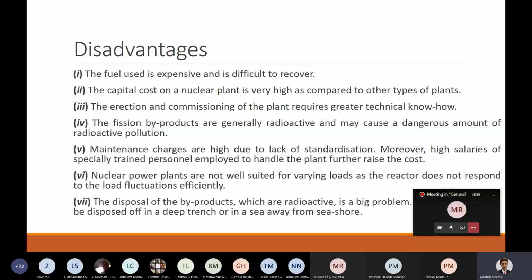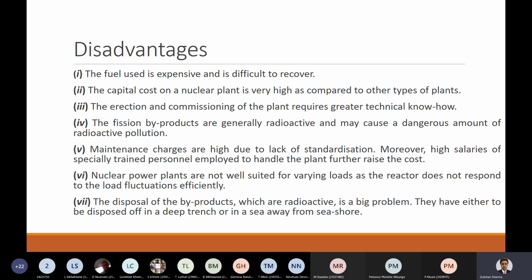because you have to design such a plant where the radioactive radiation should not escape from the plant in case of any accident in the nuclear power plant. That's one thing. Another thing is that the erection and commissioning of the plant require greater technical know-how. Further, you see that we are using uranium or thorium, the fission byproduct. The fission, just a second, guys. The fission.